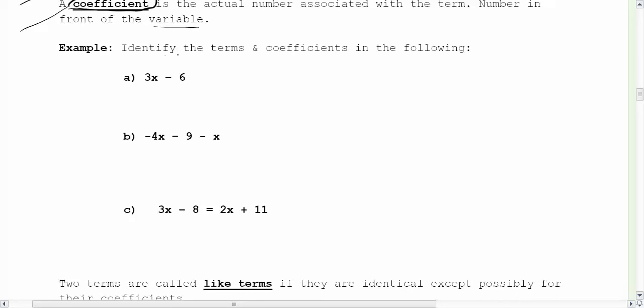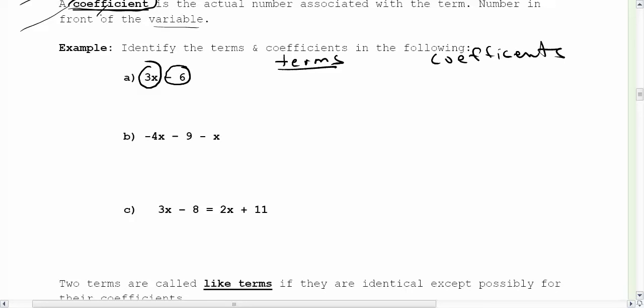All right, identify the terms and coefficients in the following. Well, if you want to identify terms, what you do is you look for the addition or subtraction sign. So, here's subtraction, this is a term. The other term is right there. So, what are the terms? And what are the coefficients?